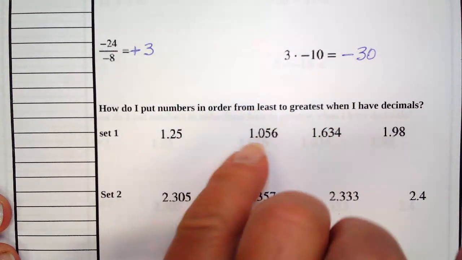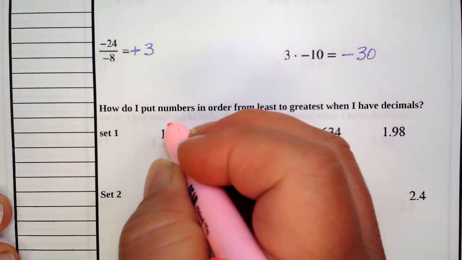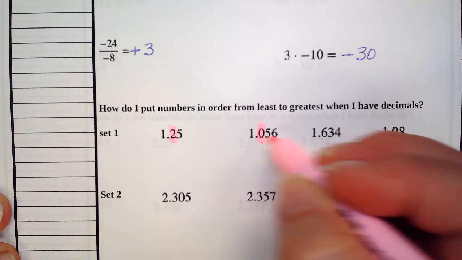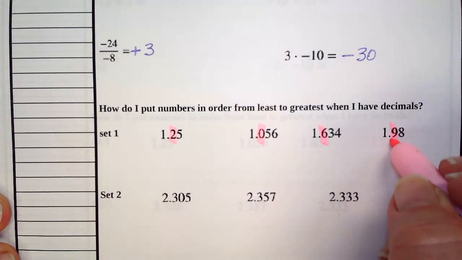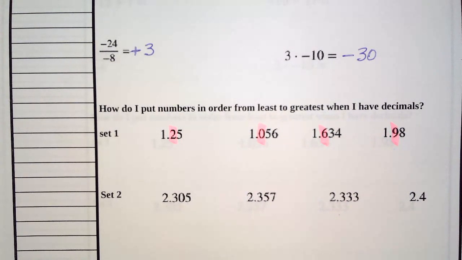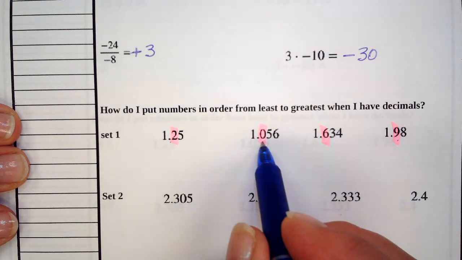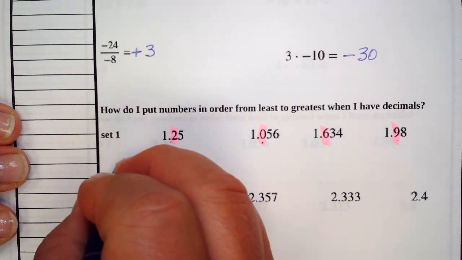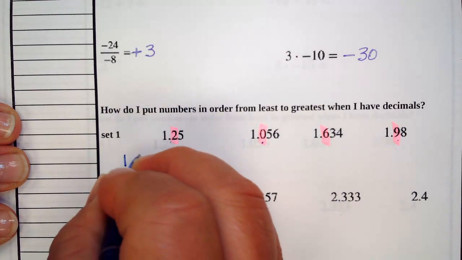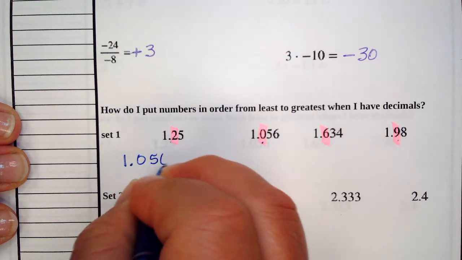Since the first digit is the same, I go to the tenths and I look at which is the smallest there. So I've got a 2, 0, 6, 9. 0 is the smallest number. So the smallest number here is 1.056.